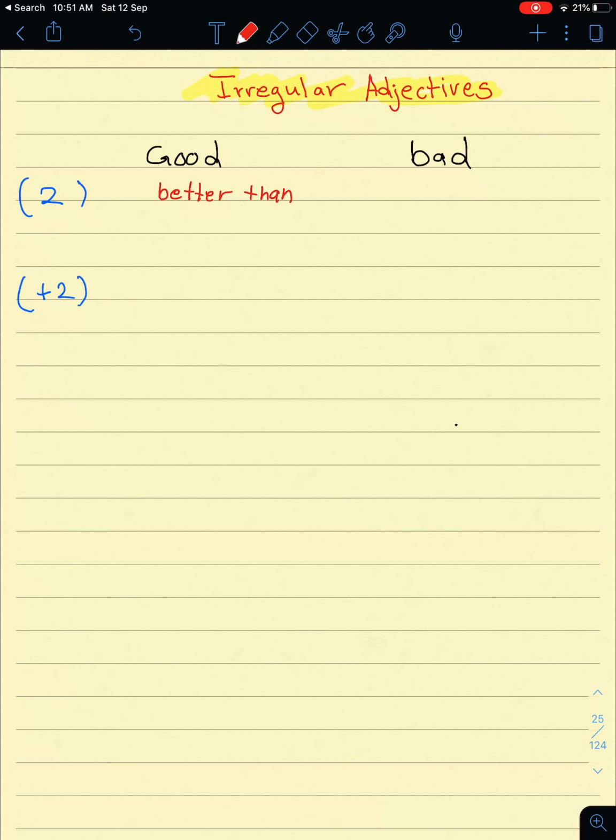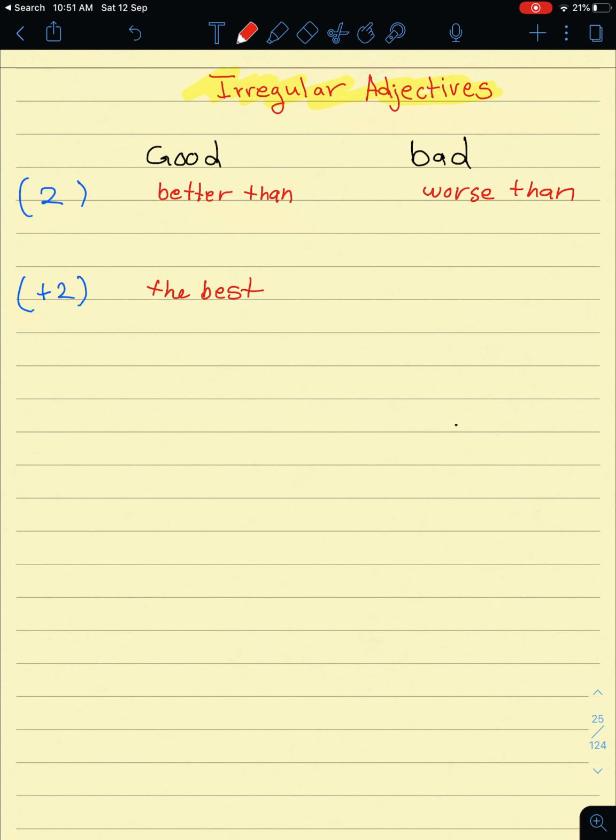Okay, أفضل من. I cannot say "gooder than", خطأ. Bad, worse than. واضح؟ I cannot say "better". لو تلاحظون ما تتبع القاعدة نفسها، مختلفة الكلمة كليا. Now when I compare between more than two, it is superlative, I say the best.